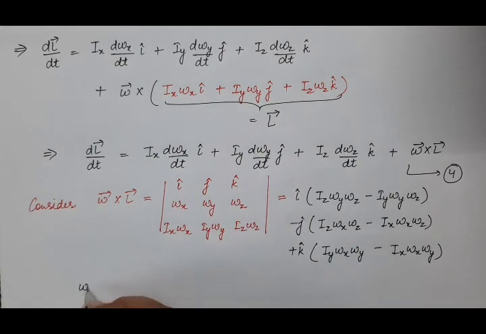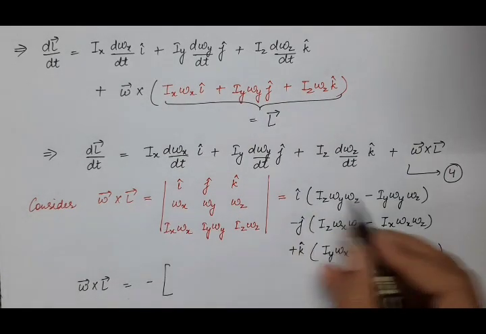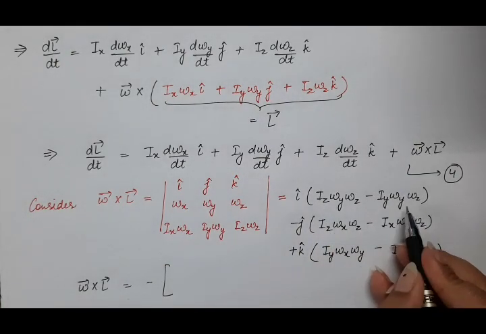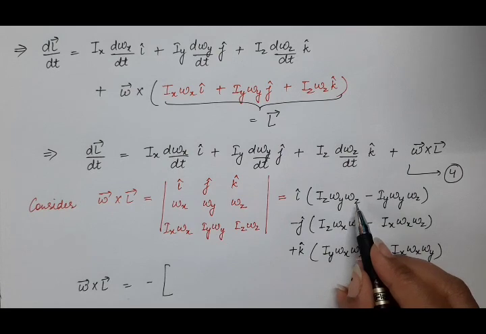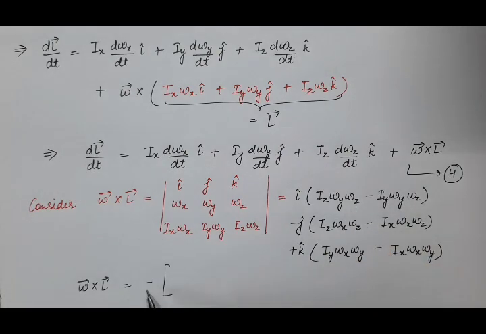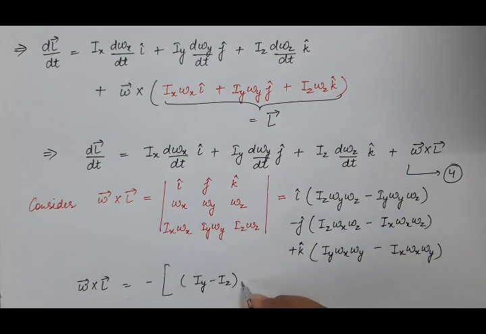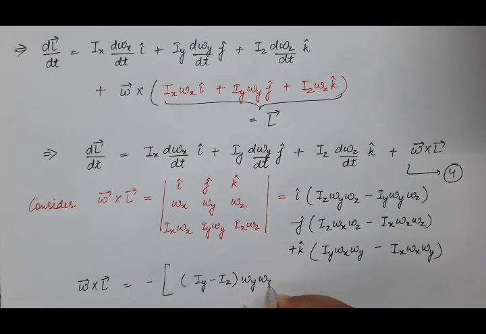So here we have omega cross L vector. It is equal to, take the negative sign common from all these three. In the first bracket we have omega y omega z common, and we have also taken this negative sign common. So here we will have Iy minus Iz, because we have taken the negative sign common, so the signs inside the bracket will change, and this omega y omega z is common into i cap.